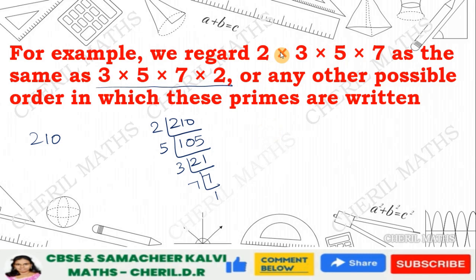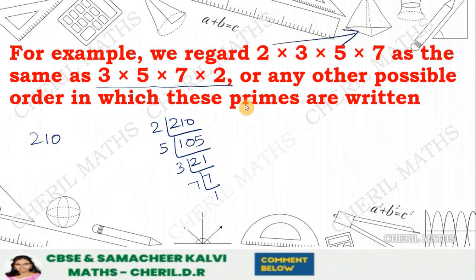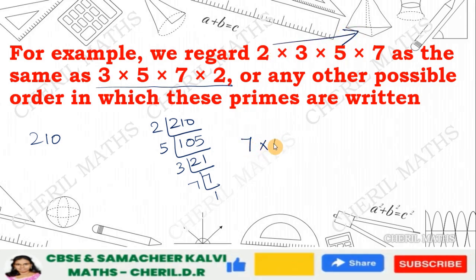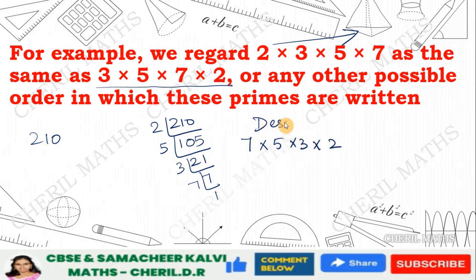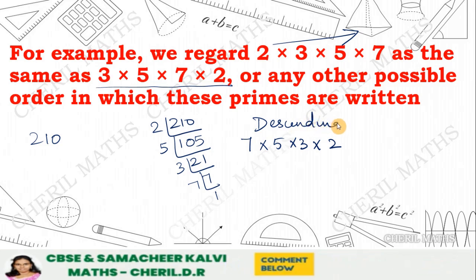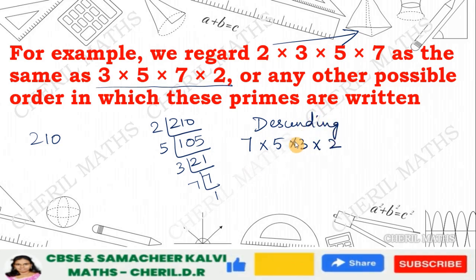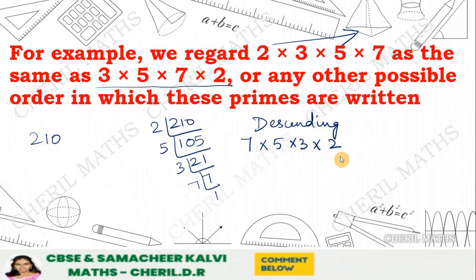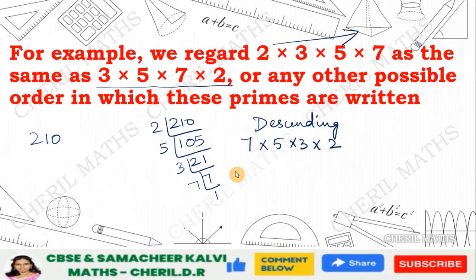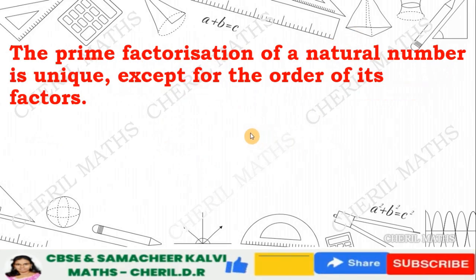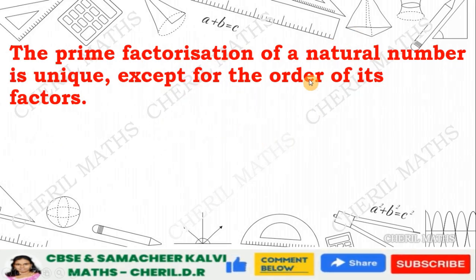If it is going to be unique, it means I am writing it in terms of ascending order. If I am going to express it as 7 into 5 into 3 into 2, then it is going to be what? Descending order. So this is what you can call unique: expressing it in terms of ascending primes. Otherwise, you can change the order in which you write your primes. So this is the basic theorem, the fundamental theorem of arithmetic.